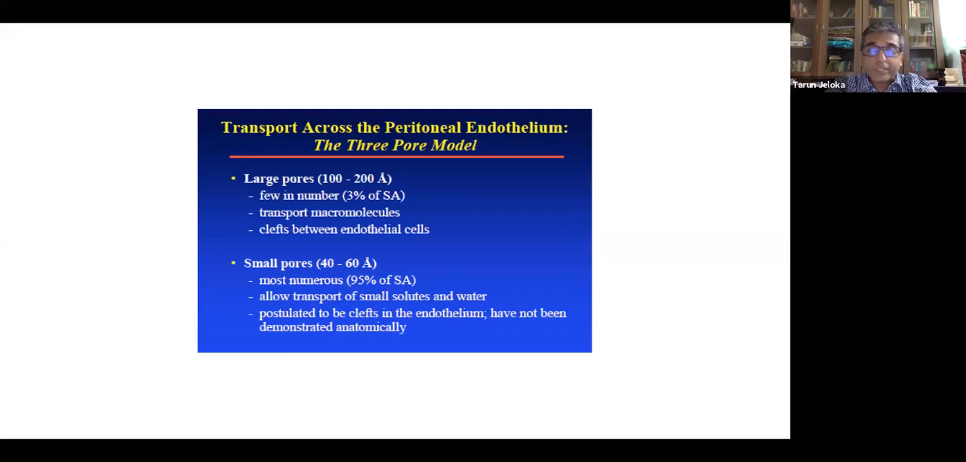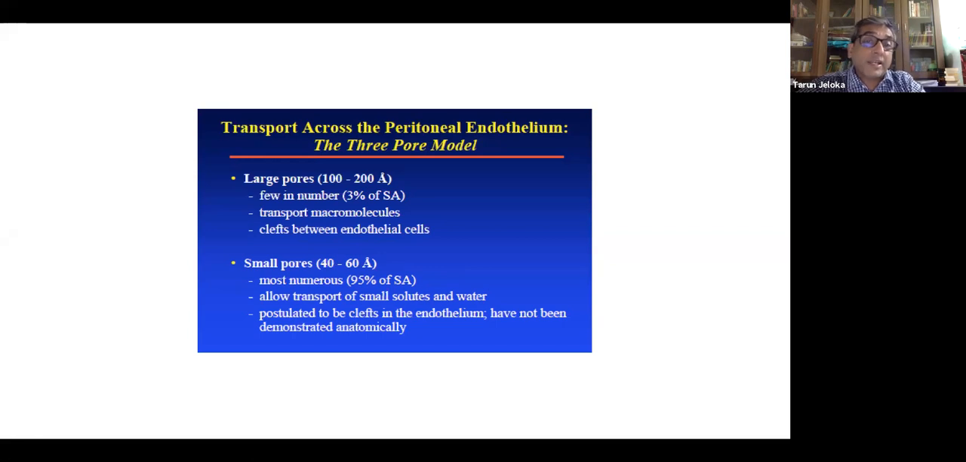According to the 3-pore model, there are 3 different kinds of pores in the peritoneum, named large pores, small pores, and ultra small pores. Now, large pores are few in number. That means they represent only 3% of total surface area. And as the name suggests, the pores are larger, and hence allow macromolecules, even albumin, to cross over from the vessels into the peritoneal cavity. They are believed to be clefts within the endothelial cells. These are some properties of large pores. Size is also mentioned, it's large, 100 to 200 angstroms.